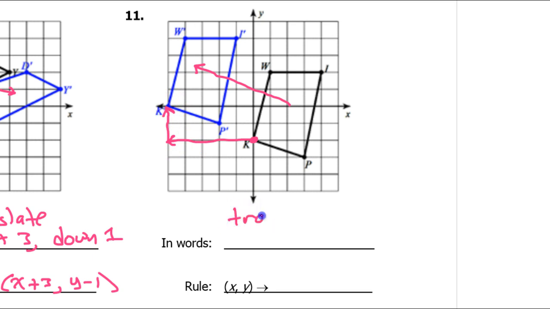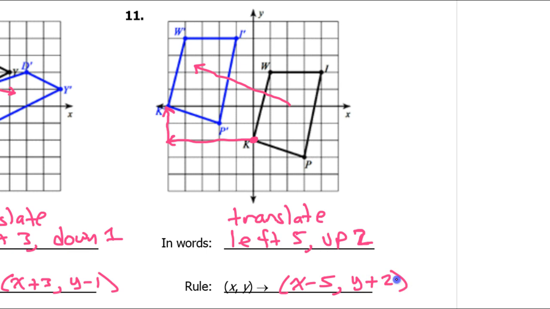So translate left 5 and up 2. That looks like a Z, doesn't it? Alright, so then that means the rule will be x minus 5 for the left 5 and y plus 2 for the up 2.